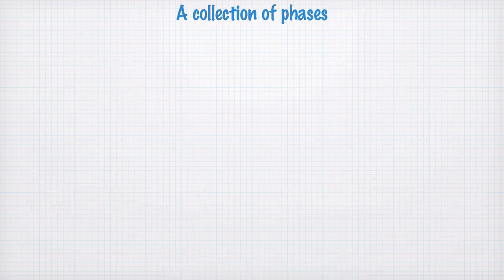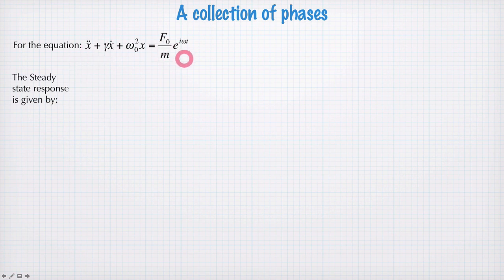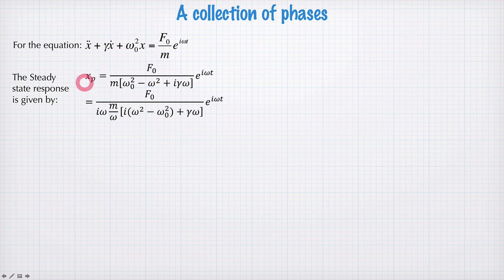We're now going to look at a collection of different phases. Remember I said that the action of a capacitor and inductor is to introduce a phase shift between the voltage and the current. For a mechanical system, the spring constant and the mass introduce a phase shift between the force and the position. So let's think about the mechanical system again. This is the equation of motion for the mechanical system, and we found the steady state response previously, xp, is given by all of this.